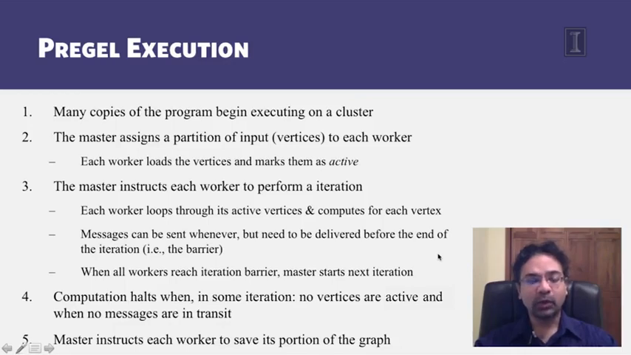When does the computation halt? Well, the computation halts when in some iteration all the vertices are marked as inactive, meaning their values have not changed since the last iteration, and when no messages are in transit during the particular iteration. This means that the computation has terminated, it has converged, and there are going to be no more vertex value changes in the future. At this point, the master can instruct each worker to save its portion of the graph or its results, and you now have whatever values your application set out to compute, whether they are shortest path values, whether they are values about matching in a dating graph, or other values as far as your application is concerned.